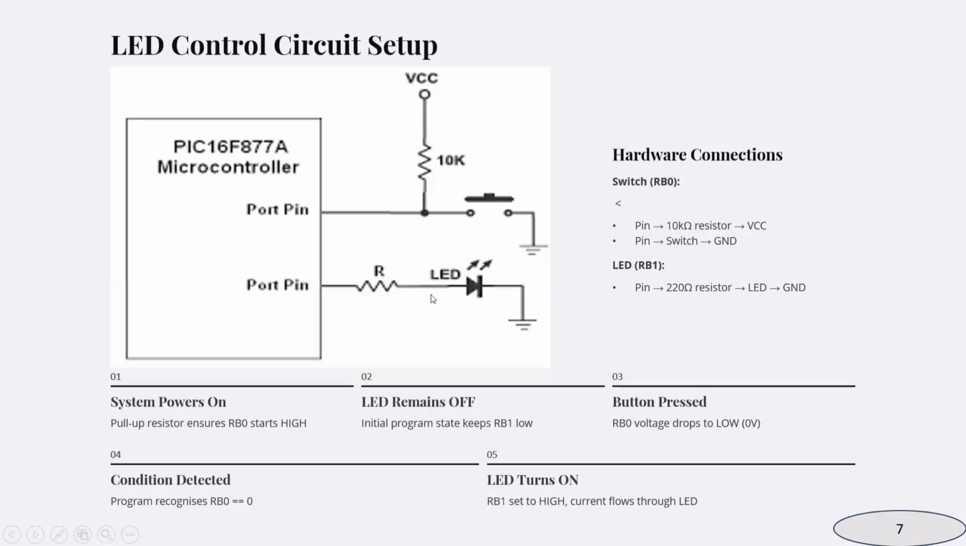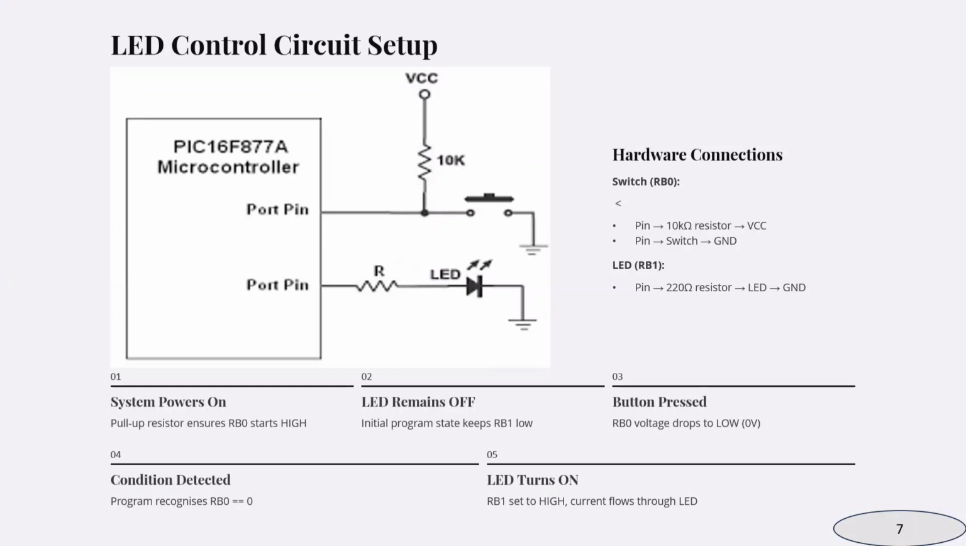Now how to connect the LED. The LED's positive is connected to RB1 through a resistor, a 220 ohm resistor, and the negative is connected to GND. Now, how should this work? When the switch is not pressed, the LED should turn off. But when the button is pressed, the LED should turn on. This is how the circuit should work.